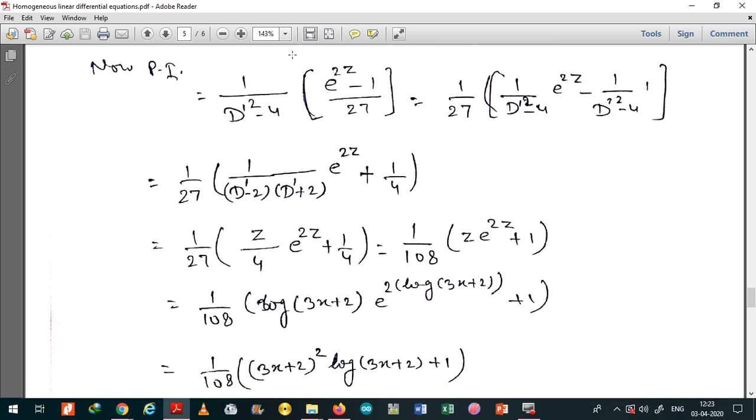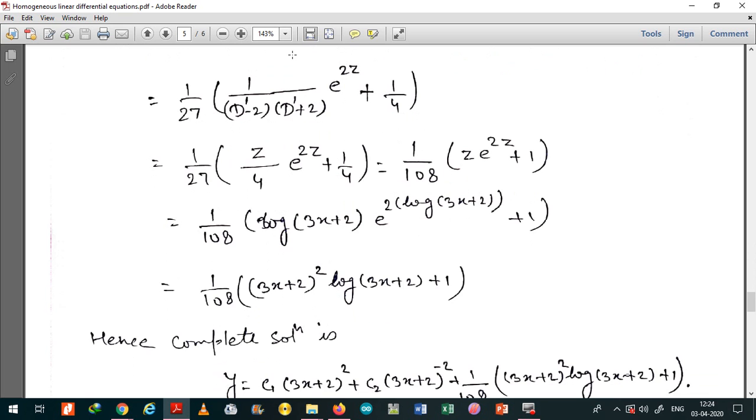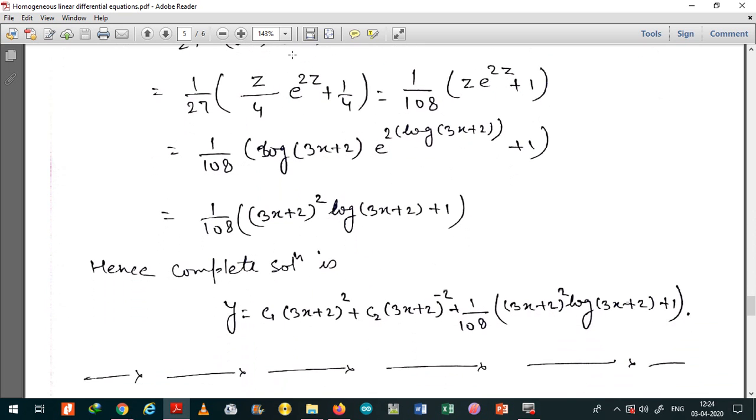Now here we replace z. We get 1/108 log(3x + 2), since z is log v and v is 3x + 2. So it becomes 1/108 [log(3x + 2) e^(2 log(3x + 2)) + 1]. We can write the complete solution by this equation: y = c1 (3x + 2)^2 + c2 (3x + 2)^(-2) + (1/108)[(3x + 2)^2 log(3x + 2) + 1].